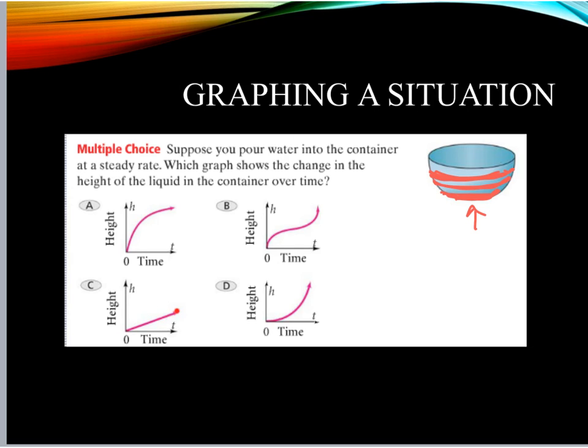Graph C says things are just going at the same rate the whole time. And then graph D says that things are kind of slowly taking off, and then all of a sudden it's going to kind of really take off here. So because my bowl is going to fill up quickly at the bottom and then start to slow down over time, I'm going to say that my best choice would be option A.